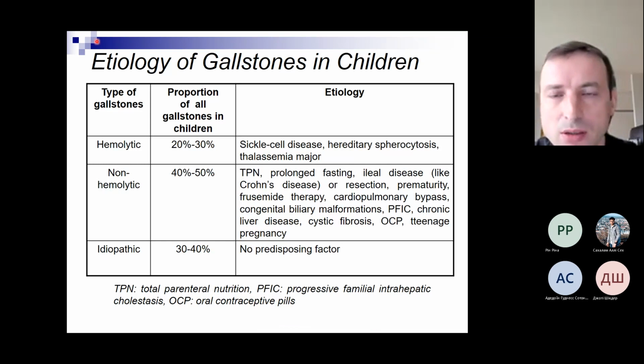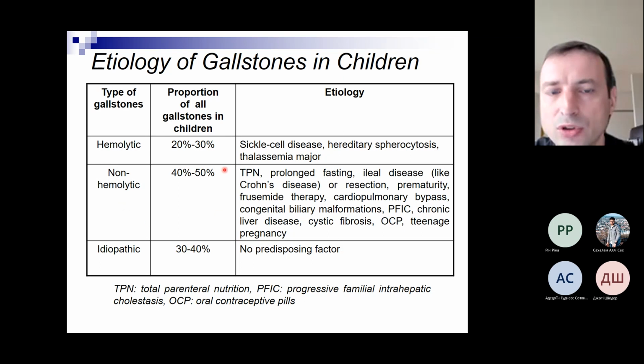That's why gallstones in children by etiology can be divided into hemolytic and non-hemolytic gallstones by types. Hemolytic, proportion 20-30%, and its etiology is sickle cell disease, hereditary spherocytosis, and thalassemia major.